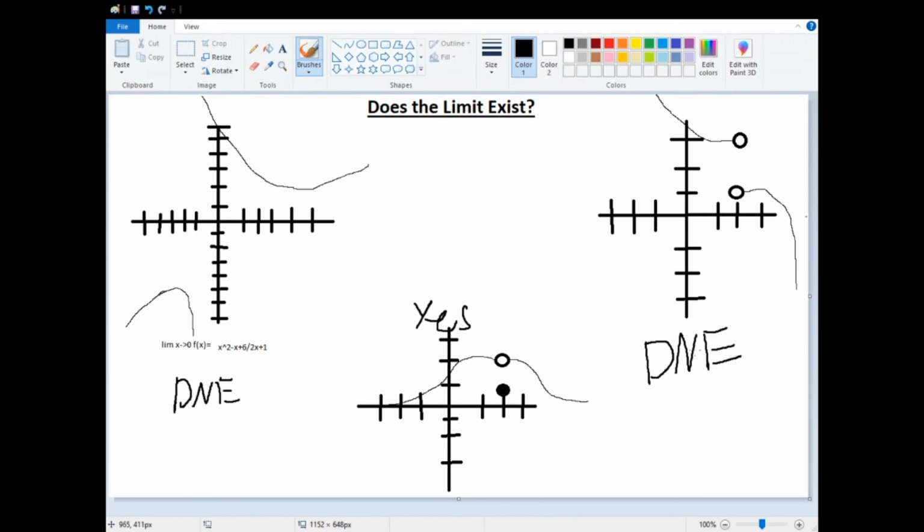And that's a little small overview of how to analyze a limit, seeing if the limit exists. And I hope this helped you guys know how to analyze it if you ever see a limit in a graph. And hopefully it'll help you guys out in the future.